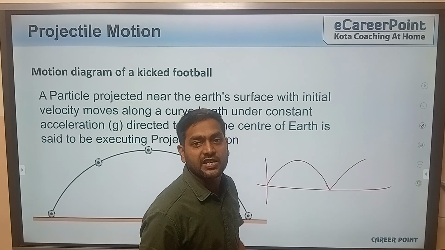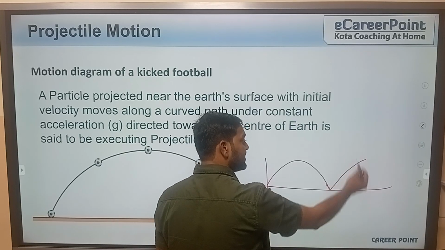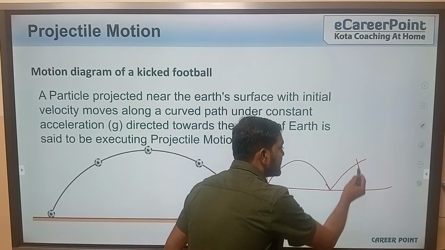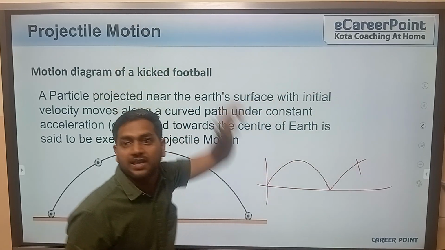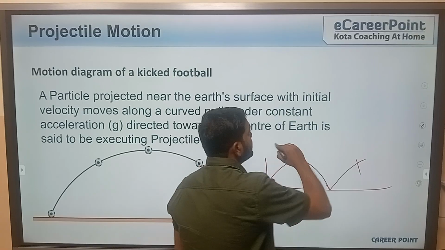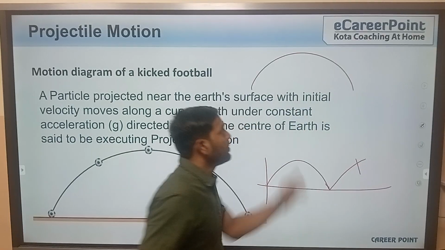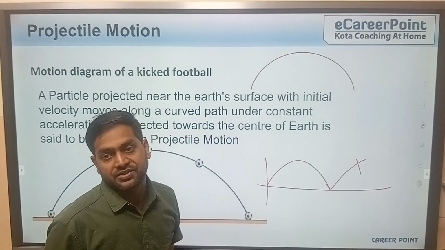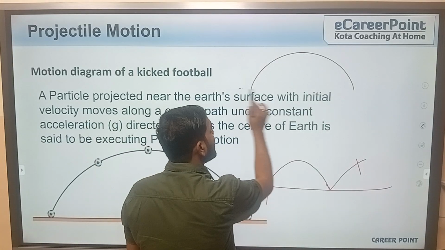A bowler is bowling, and a batsman is also there. The batsman will hit this. Then after the hit, it will move somewhere else, right? That path is also moving in this direction. In this path, it is going to take place.